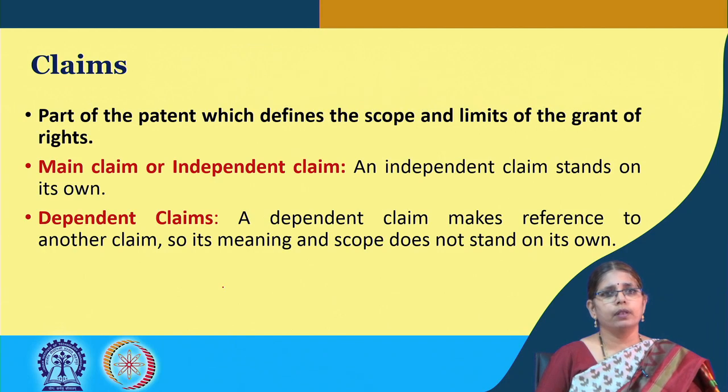Dependent claims are dependent on the independent claim. So, therefore, their scope should be read in relation to the independent claim. And normally, when we talk about an invention, the essential features of an invention are captured in the independent claim of the patent. So, therefore, independent claim relates to the subject matter of the patent.